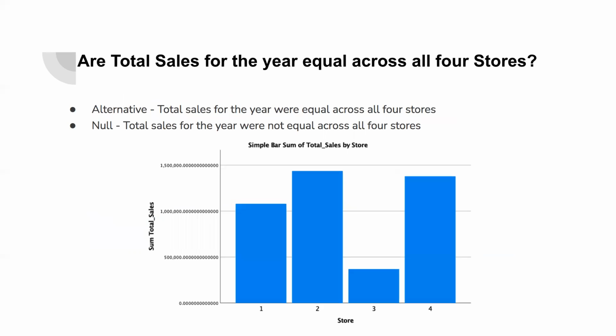Next, we looked at the total sales for the year across all 4 stores and whether or not they're equal. This graph helps us clearly see that total sales for the year were not equal across all 4 stores, and therefore we failed to reject the null hypothesis. You can see that Dubai was the leading store, whereas London was the worst performing of the 4.